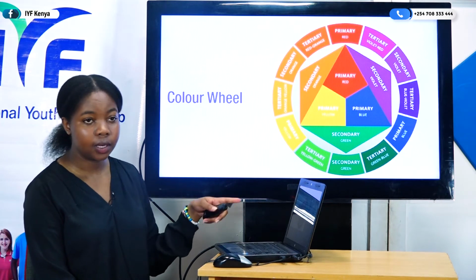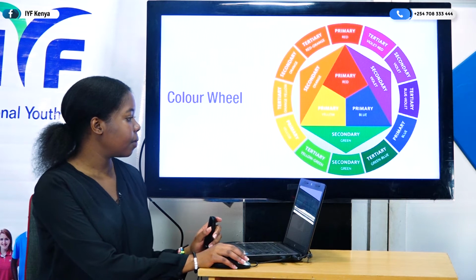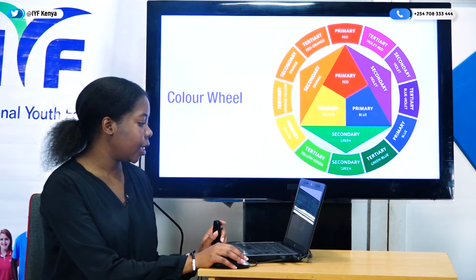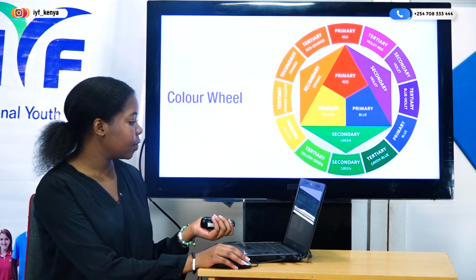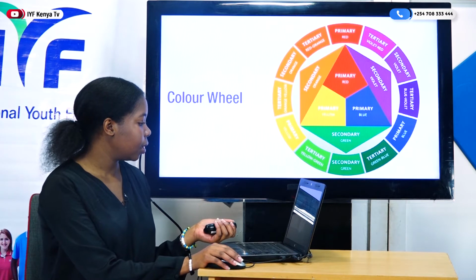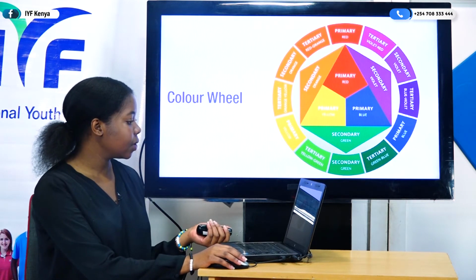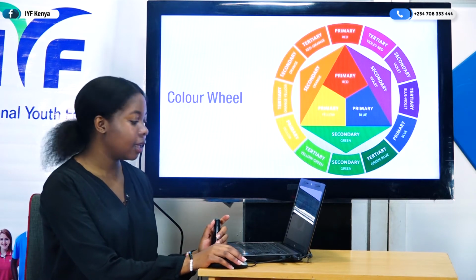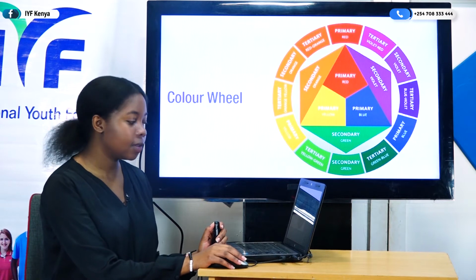We have the color wheel, okay, which is now divided into more sections. We have the red, the yellow, and the blue. These are the primary colors over here. So as you can see, we have the reds, okay? We have the yellows over here, and then we have the blues. Then we have the secondary colors. We have the oranges, the violet, and the greens, okay?